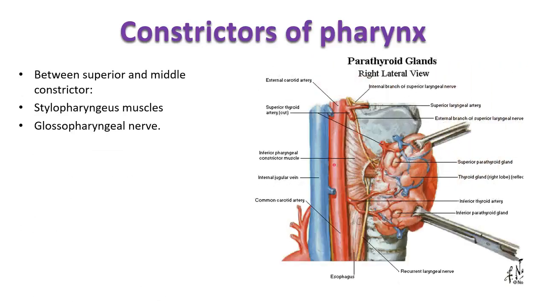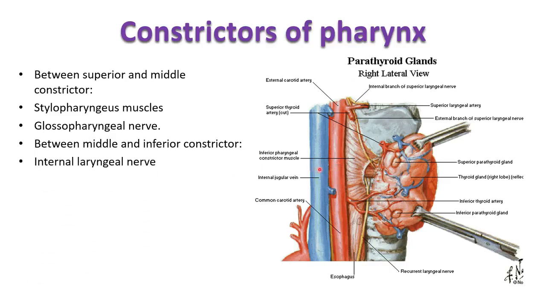Stylopharyngeus muscle with the glossopharyngeal nerve. Okay, and then here you are able to see between the middle and the inferior, you see mainly the internal laryngeal nerve and superior laryngeal artery. So the internal laryngeal nerve with the superior laryngeal artery, which is a branch of the superior thyroid artery.